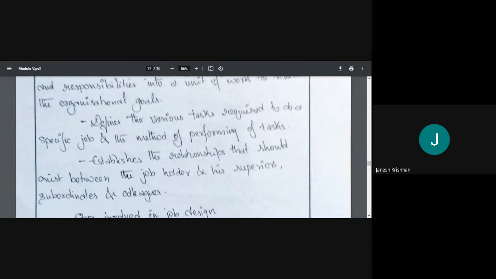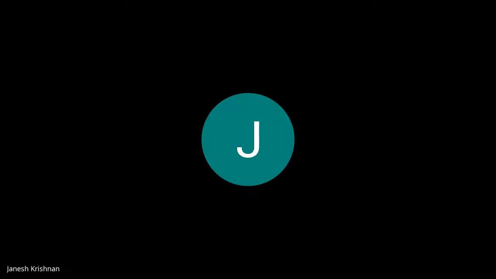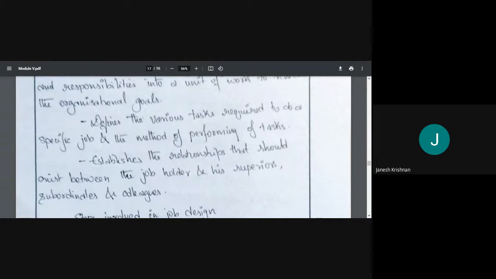Similarly, we will clarify some areas. There is a relationship also designed, right? So job design involves three things. One is we are organizing the tasks, duties, and responsibilities into units, right? Then we are defining how these tasks are to be performed, right? And it also establishes the relationships, right? The relationships that should exist between the job holder and the superior.